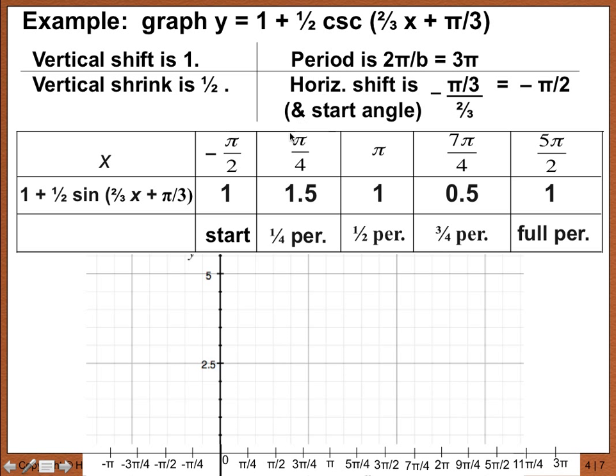And so if you add 3 pi over 4 to negative pi over 2, of course you get pi over 4. You add 3 pi over 4 to pi over 4, you get pi. Add 3 pi over 4 to pi, you get 7 pi over 4. And add 3 pi over 4 to 7 pi over 4, and you get 5 pi over 2. So we've got our critical x coordinates, and then to get the y coordinates, we simply plug each of those values in to 1 plus 1/2 sine of 2/3 x plus pi over 3. And you can do that on your calculator. You'll get 1, 1.5, 1, 0.5, and 1. So we now have our 5 critical points.